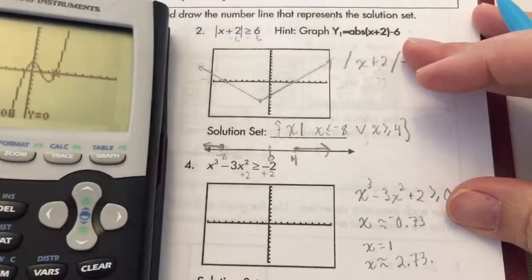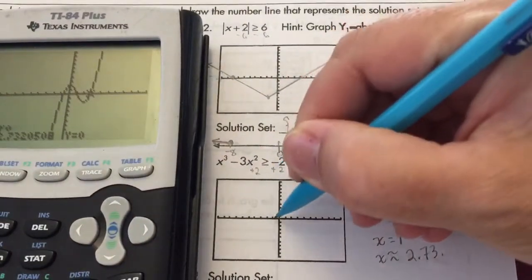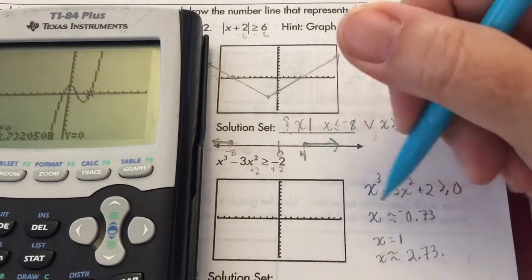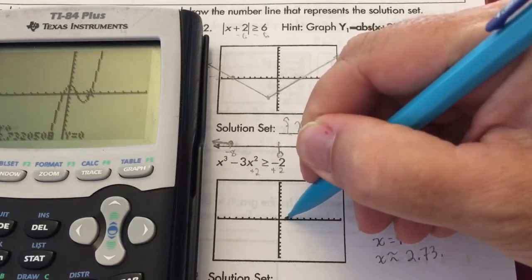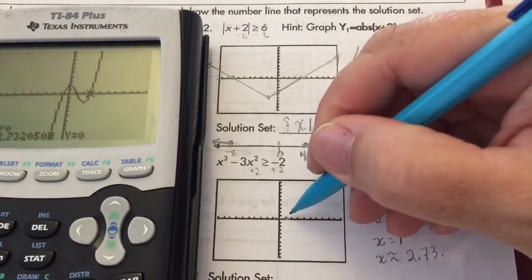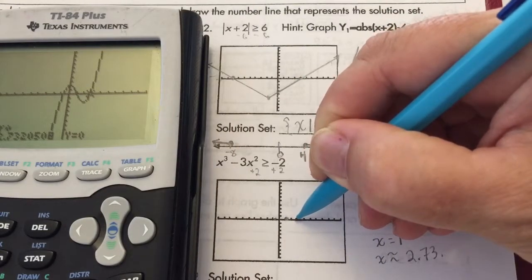Okay, so let's see if we can sketch this. We have a 0 at negative 0.73, which is right next to negative 1. And we have a 0 at 1. Don't make them too big, but enough where you can see them. And another one at 2.73. So 1, 2, 3, it's right about here.